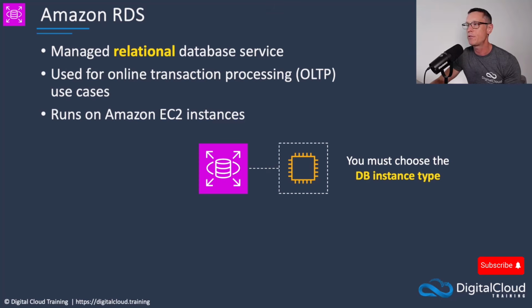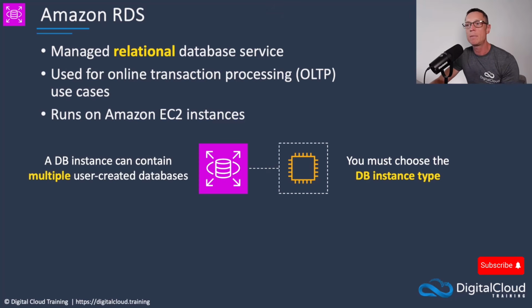Now we have a few different options for the engine that we choose. We can choose the Amazon Aurora, that's the AWS proprietary database service for RDS. Otherwise, we get to choose Microsoft SQL Server, MySQL, and several others as well. The database instance can contain multiple user-created databases as well. So you have an instance, and then you can create multiple databases within it.